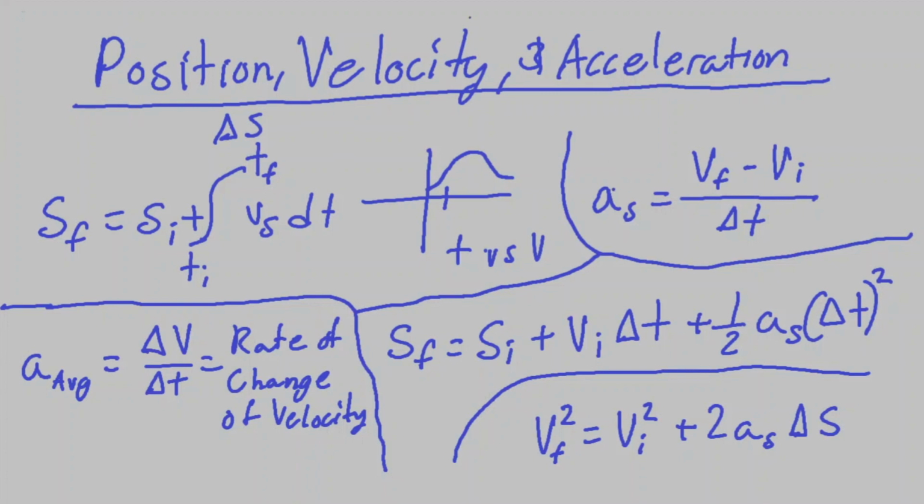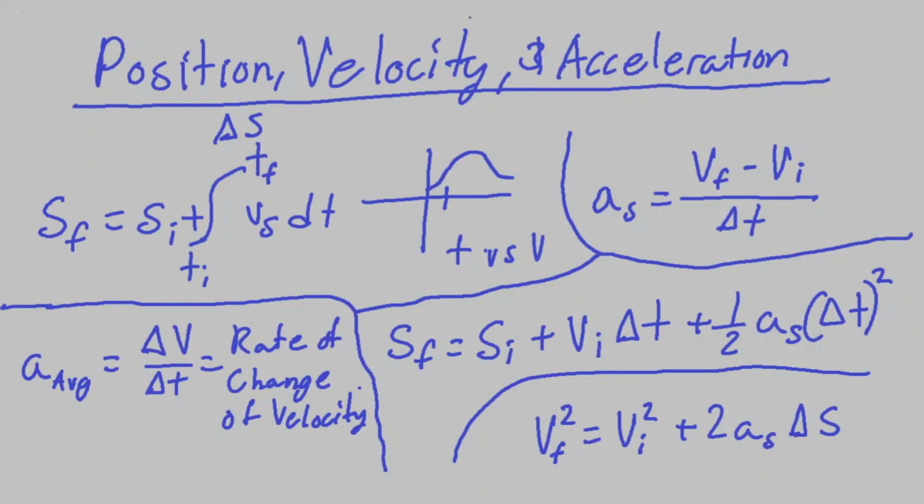And now we would go on to acceleration. Acceleration over any interval would be velocity final minus velocity initial divided by delta t, which is the time interval. And then average acceleration is essentially the same thing, delta v, which is velocity final minus velocity initial, over delta t, which is also known as the rate of change of velocity.